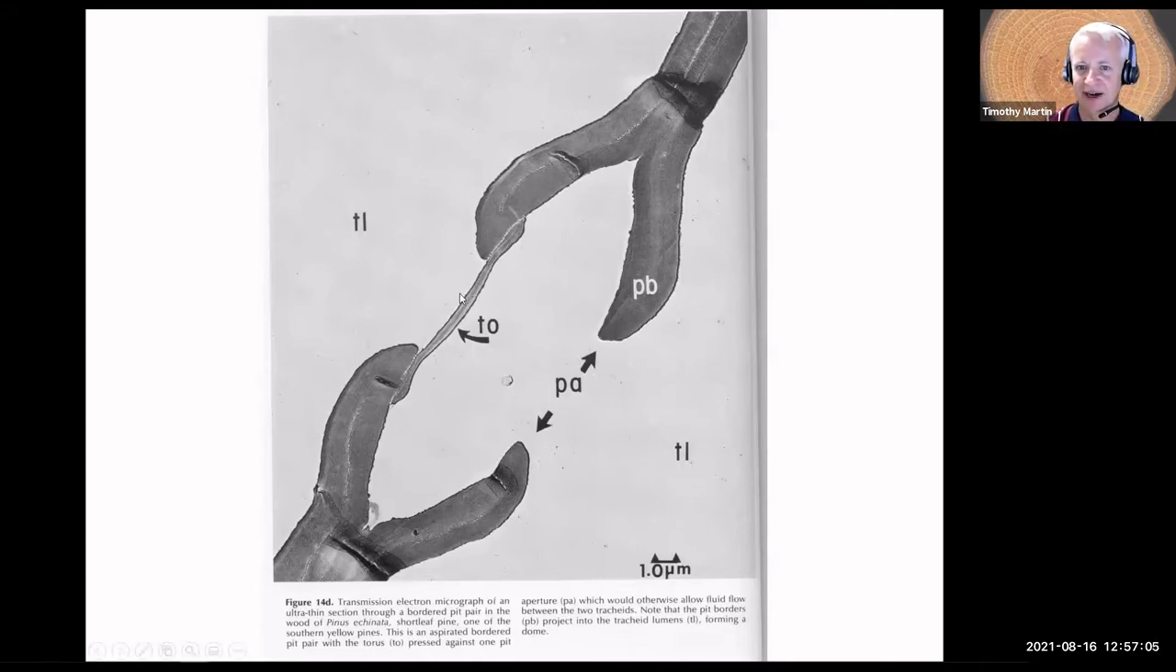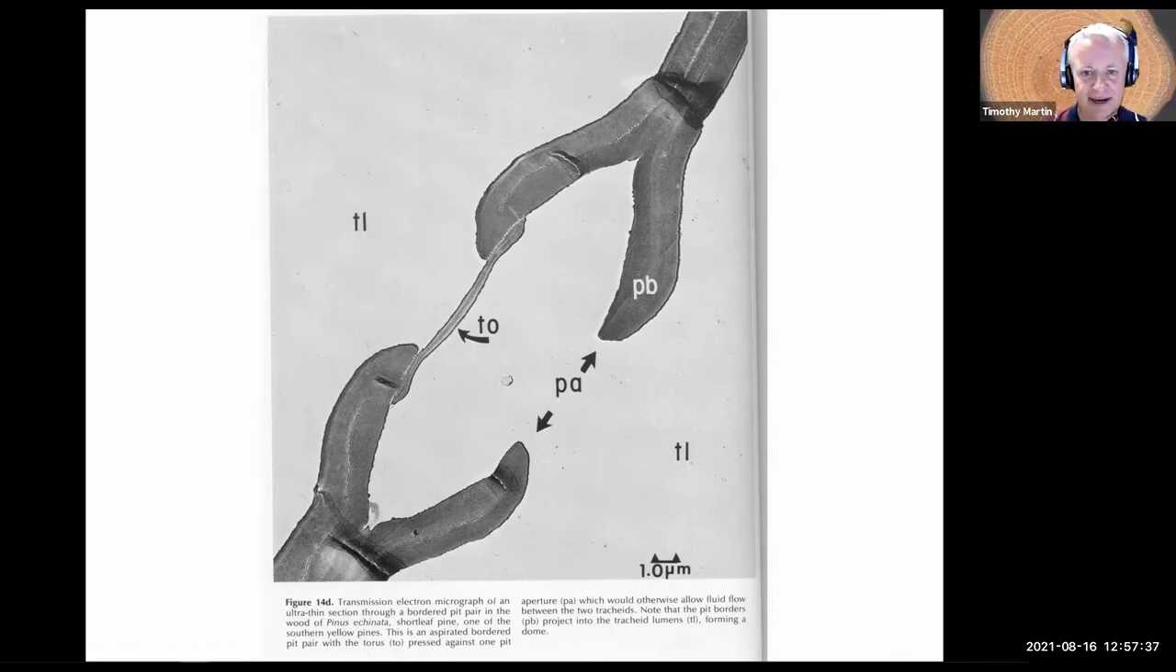This is another great micrograph. I don't know how they get these micrograph images, but this is a great example of a torus margo structure closed shut against a water-filled and with an air-filled tracheid here. So that's an example of how they serve as a valve. Okay, so that's tracheids. Those tracheids, long, narrow, closed at the sides.